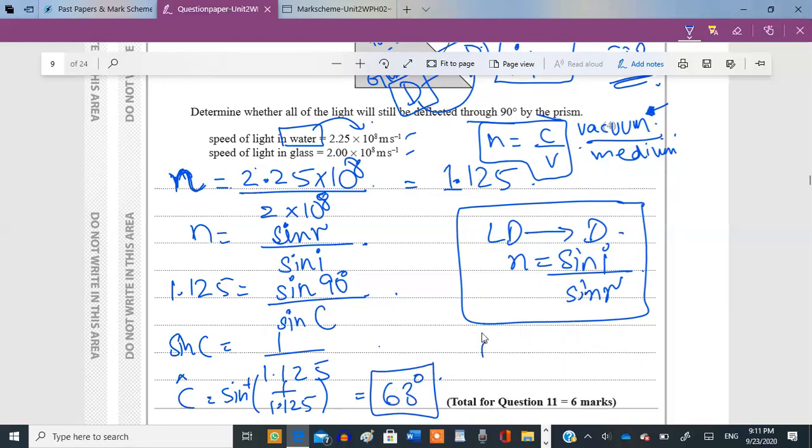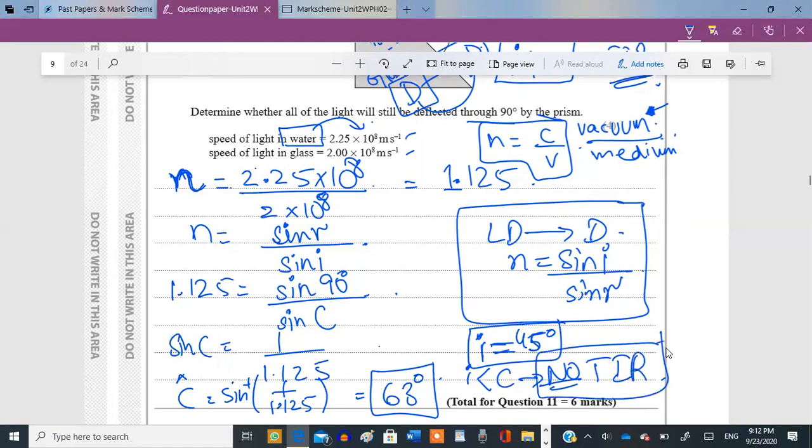What's our angle of incidence? Angle of incidence is 45. So is it more or less than the critical angle? It's lesser. So will total internal reflection occur? No, no total internal reflection occurs. It has to be more than the critical angle. Also, how did we get that formula, like n is equal to sine i over sine r?